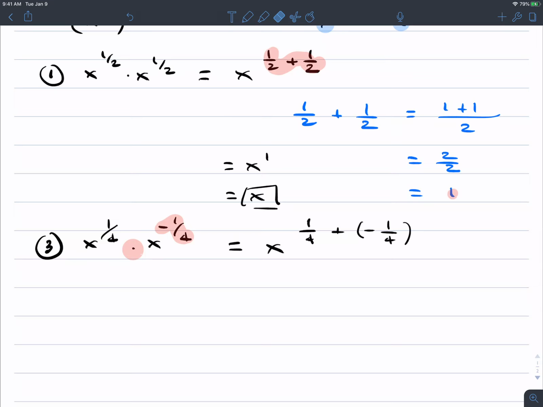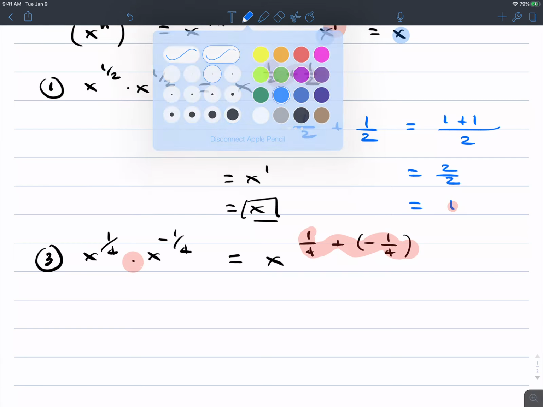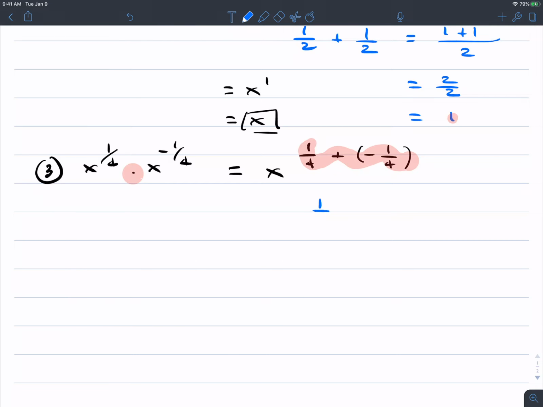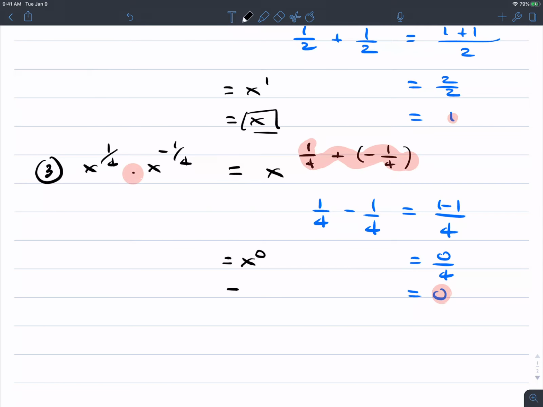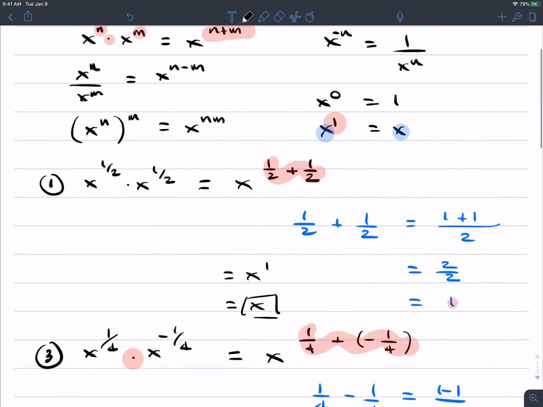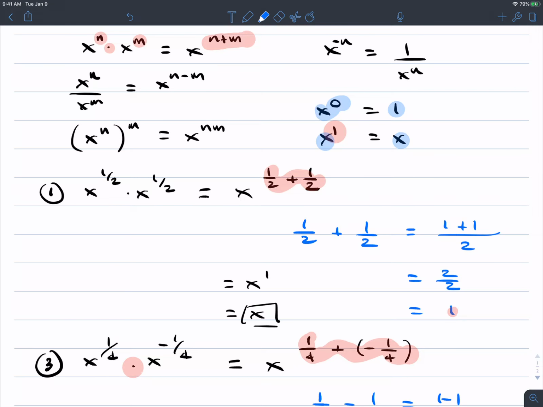Okay, so we added the powers like we did before. But with this arithmetic, 1/4 plus negative 1/4 becomes really 1/4 minus 1/4. And what's that going to be? You could say it's 1 minus 1 over 4, that's 0 over 4, this is just 0. So now my power here will be 0, and this is now x to the 0 power, and what's x to the 0? 1. That's 1. So we're using this property over here: any base to the 0 power is the value 1.